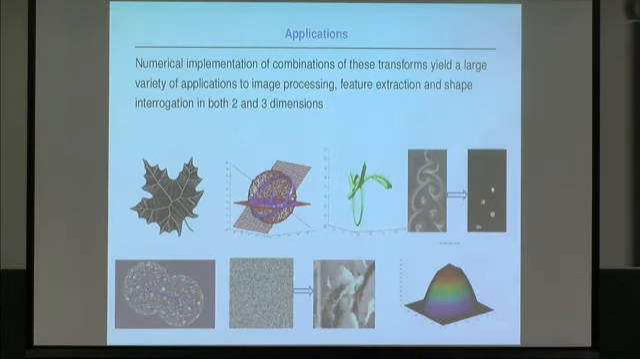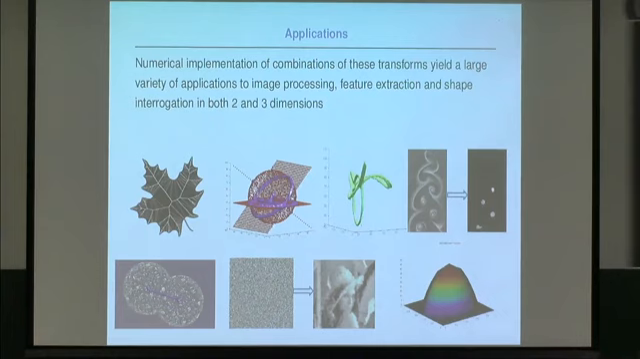Using this idea of detecting singularities, and now I'm making a lot of leaps, via a numerical implementation we can apply these ideas to a large variety of applications in image processing, feature extraction, and shape interrogation, right? And here I'm just showing you some pictures, and then I'm going to talk about one of them more specifically.